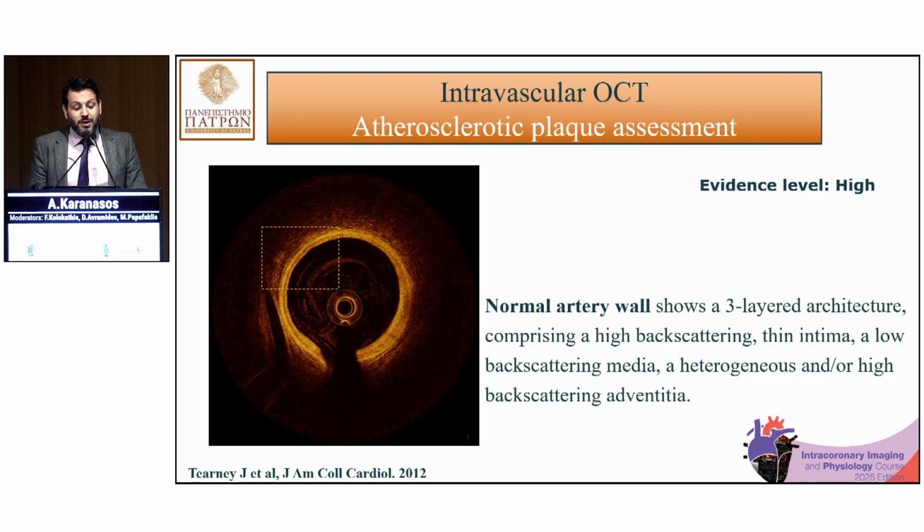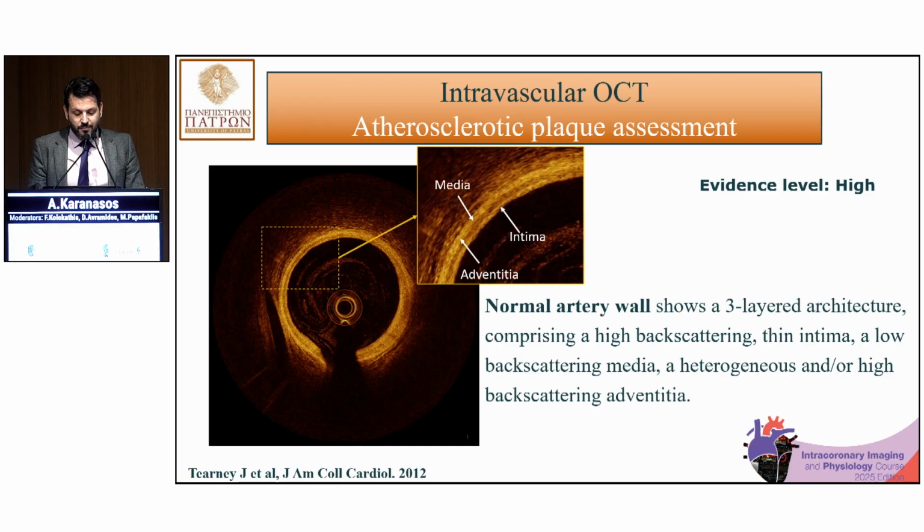It may be mild, it might be some pathological intimal thickening, but still, you have to have this thin, bright layer at the luminal surface, this darker layer in the middle, which is the media, and then this outer bright layer that corresponds to the adventitia.